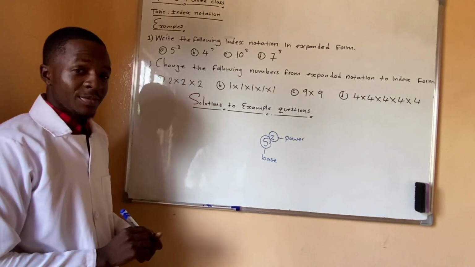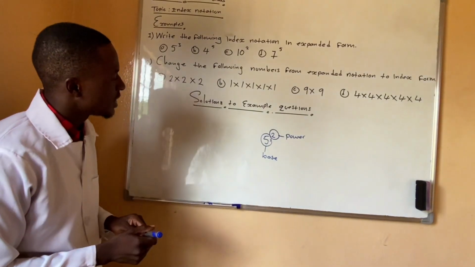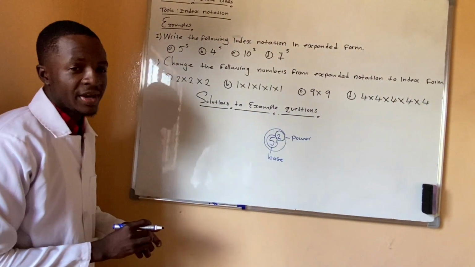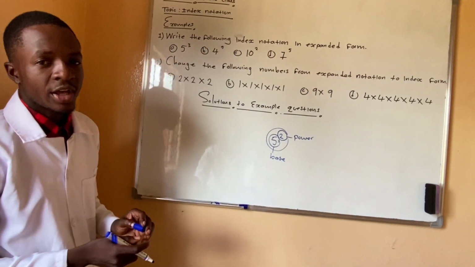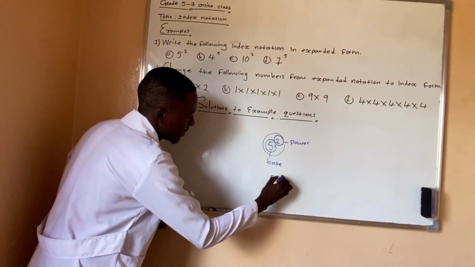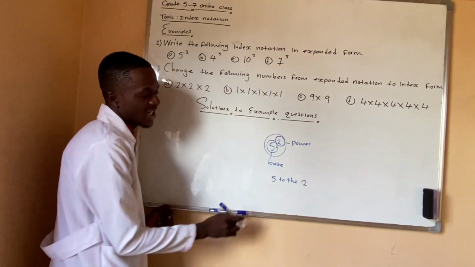Sometimes the examiners are going to ask you questions where they simply say, write this number in words. Write this number in what? In words. Well, it's very simple. How can you answer such a problem? You just say it's 5 to the power 2.